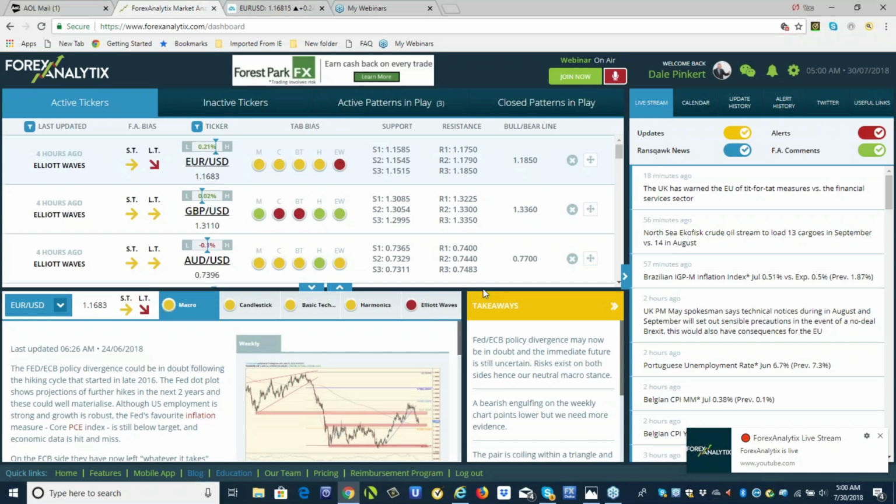Three patterns in play. I'm not going to show them to you. You know them if you're a member, and you know you're going to get all kinds of different perspectives. You can get Greg's Elliott waves and Andre's harmonic work, Blake and Steve's basic tech and candlestick work, as well as the macro. So basically 1, 2, 3. These are pretty similar. So 3 and 4 for the big picture from Stelios.